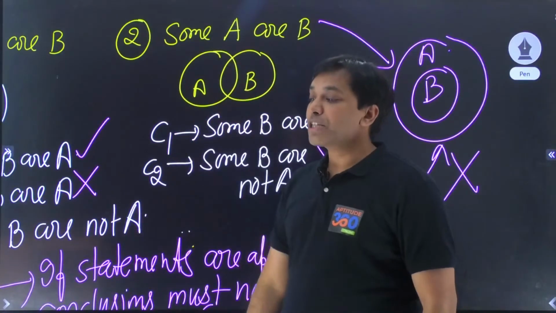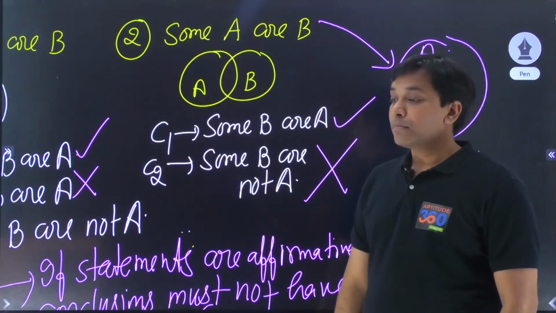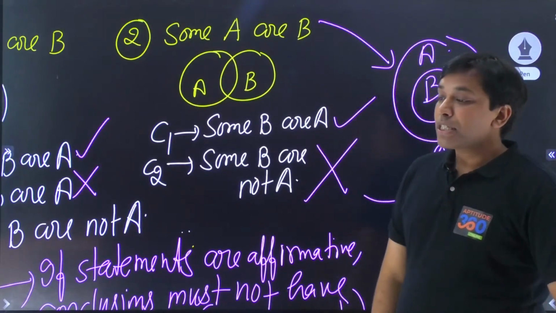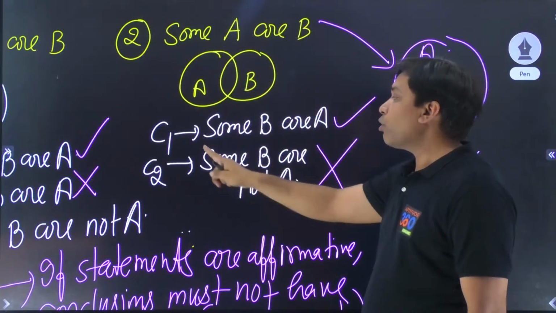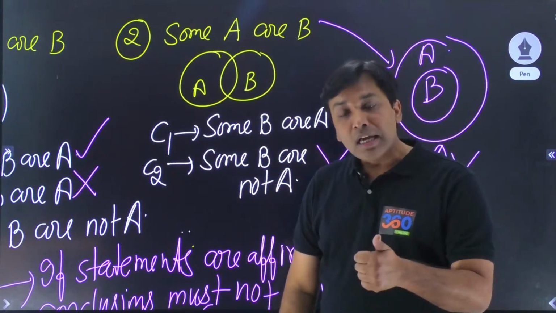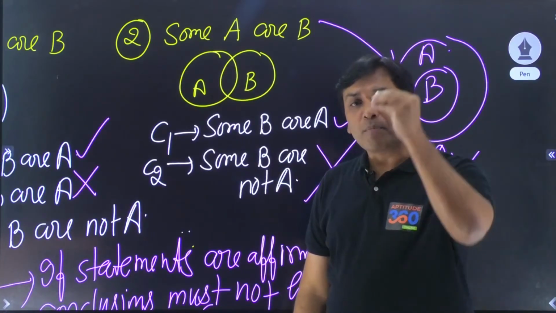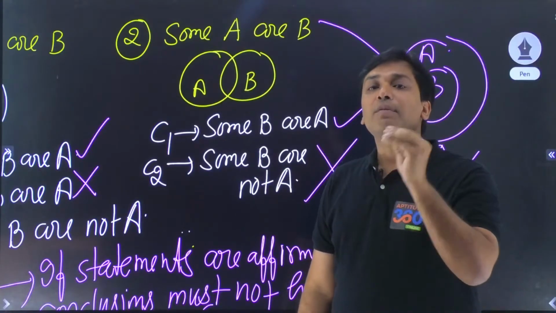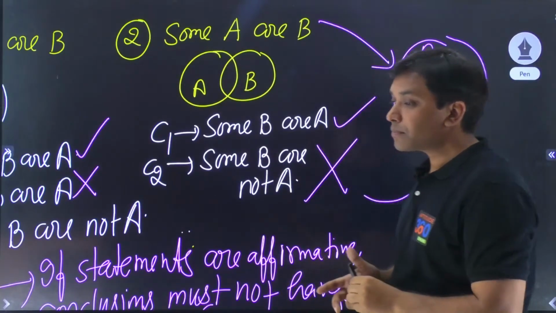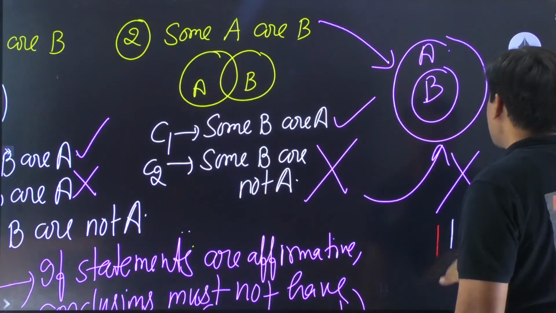Let me know in the comment section if you're understanding. Let me know in the comment section that if you're understanding that only C1 in the second condition, only C1 is going to be your conclusion. Wherever you see some with not, do not use your mind, if your statements are affirmative. Right? Okay, what is my third case?